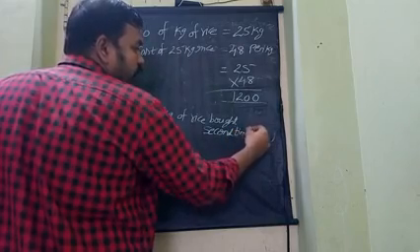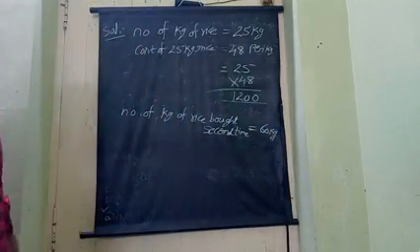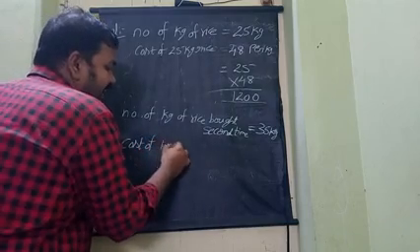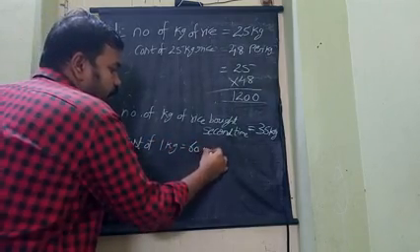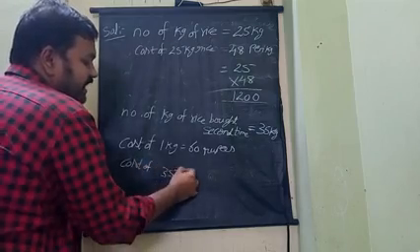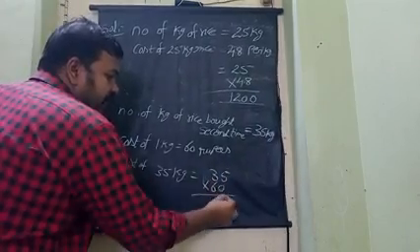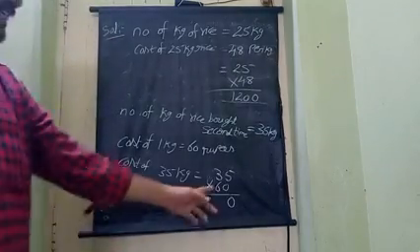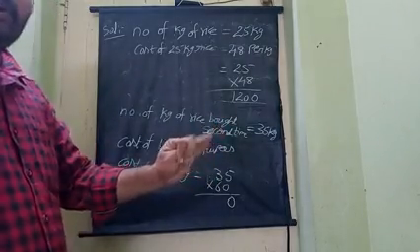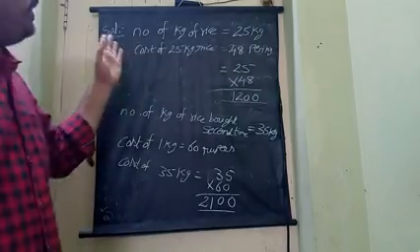Now, number of kgs of rice bought the second time is equal to 35 kgs. Cost of 1 kg is equal to 60 rupees. So cost of 35 kgs is equal to 35 into 60. 0, 5 6s are 30, 6 3s are 18, 19, 20, 21. So that is 2100.